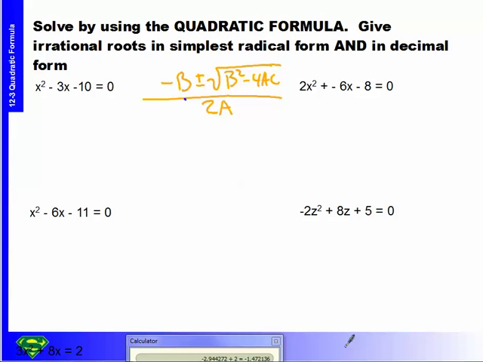What? You needed another example of the quadratic formula? Well, you've come to the right place. We're going to use the quadratic formula to solve this expression right here.